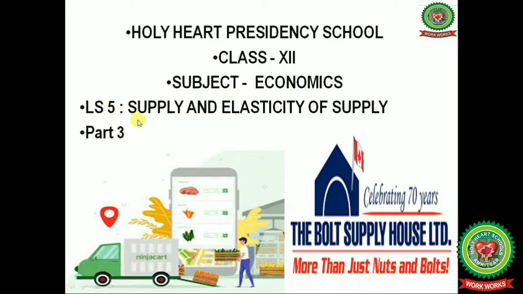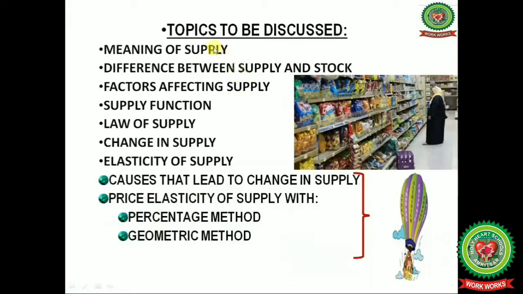As we were working with lesson number 5, supply and elasticity of supply, already we have discussed in this chapter meaning of supply, difference between supply and stock, factors affecting supply, supply function, law of supply, change in supply, elasticity of supply. Today we will discuss causes that lead to change in supply, price elasticity of supply with percentage method and geometric method.